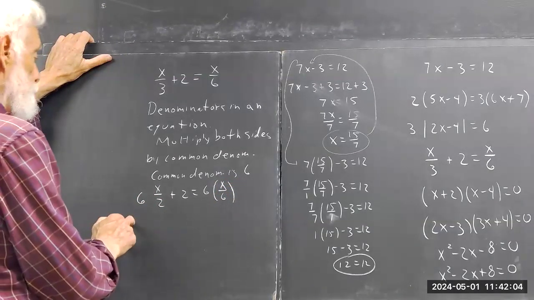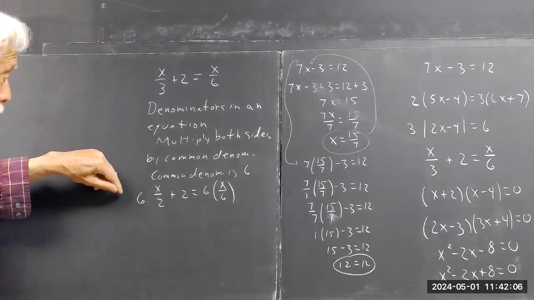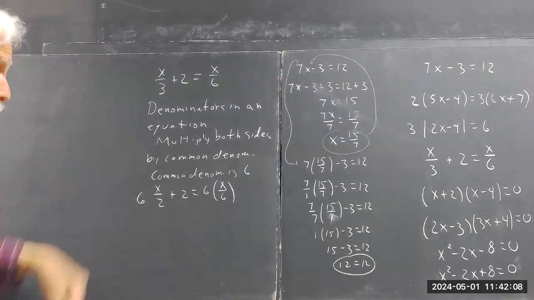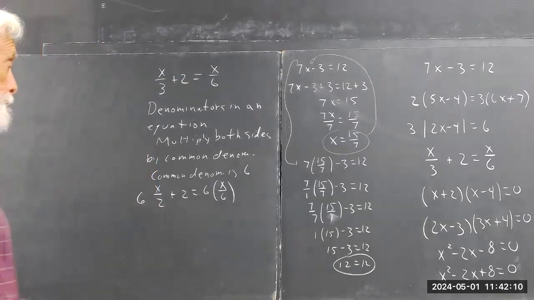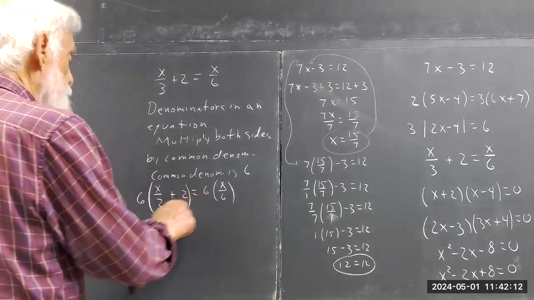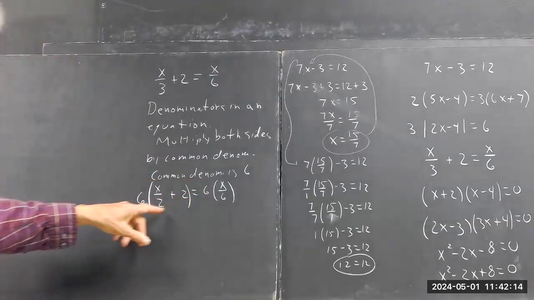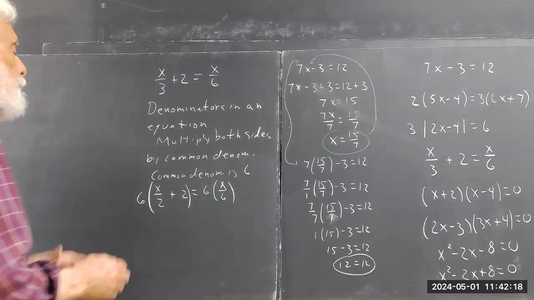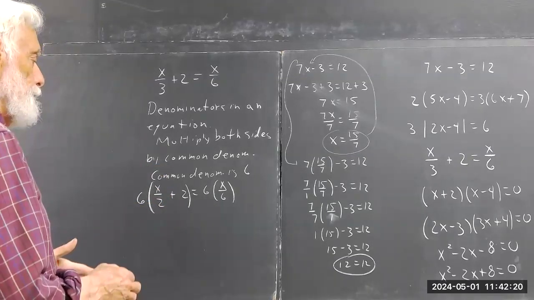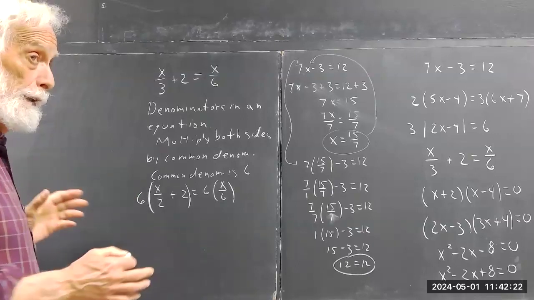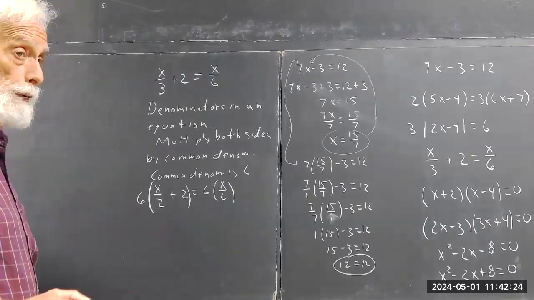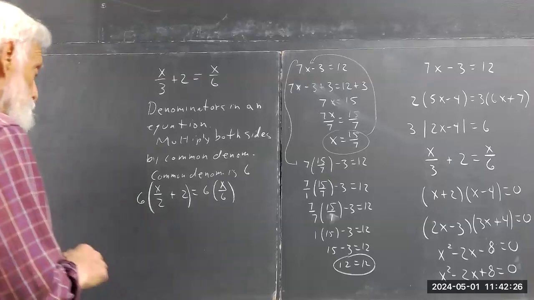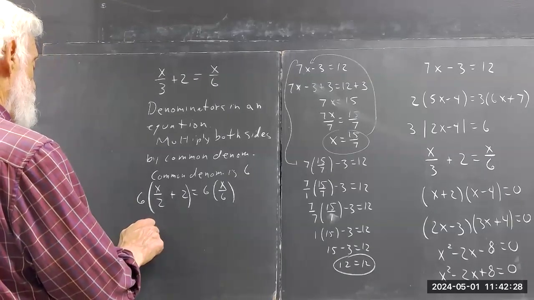We haven't multiplied 6 by the left-hand side. If we write it like this, we're just multiplying 6 by x over 2. We put parentheses in here and use the distributive law. So 6 has to multiply every term on the left side by the distributive law. If we don't put the parentheses in there, we haven't multiplied the side by 6. We just multiplied one term by 6. You need to understand that.